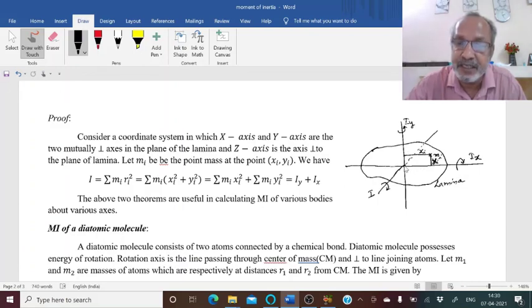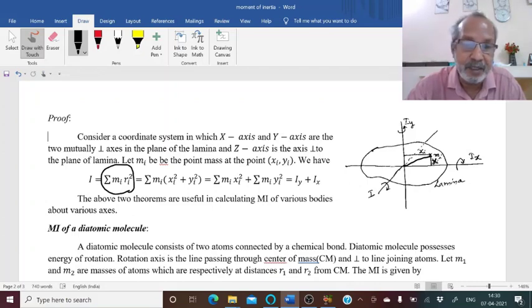Then this distance is the x-coordinate of that Mi, and this distance is the y-coordinate of Mi. Suppose this distance, that is from the point of intersection of all the three rotation axes to Mi, is equal to Ri. Then Mi is at a distance Ri from the rotation axis I. Therefore the moment of inertia can be written as sigma Mi Ri square, where the sum has to be carried out over all the point particles of the lamina.